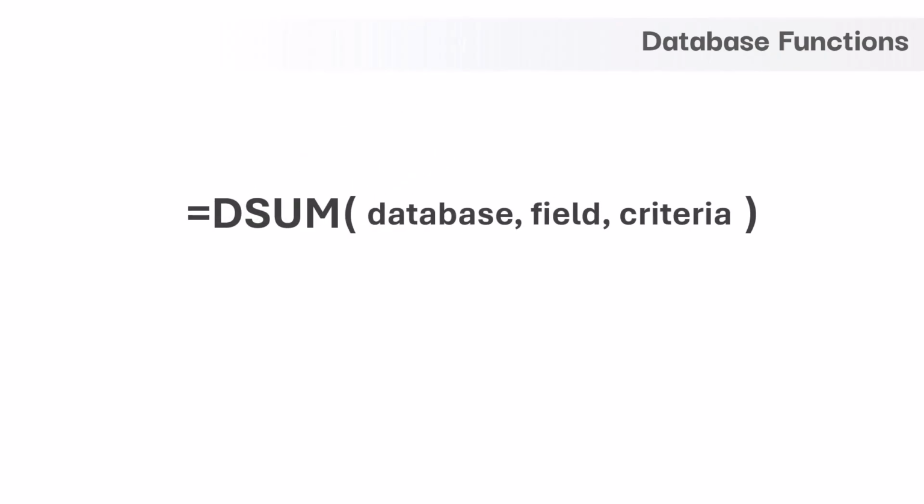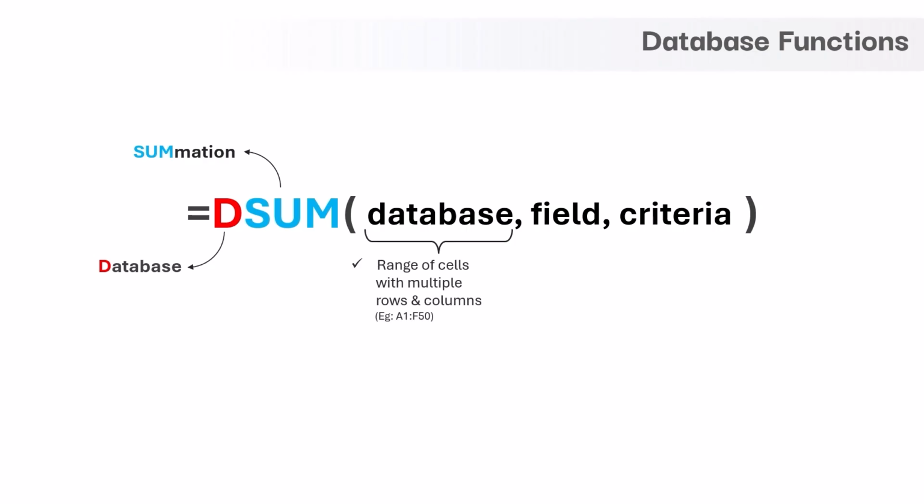This function has three mandatory arguments, and let's try to break down each of its elements. The name of this function has two elements. First is the letter D, which stands for database. The second is sum, which stands for summation. The first argument is the database, and when we say database, it is the set of data with multiple rows and columns, and the same goes as an input to this argument. One important thing to note here is all the columns must have headers. This is the prerequisite to use this function.